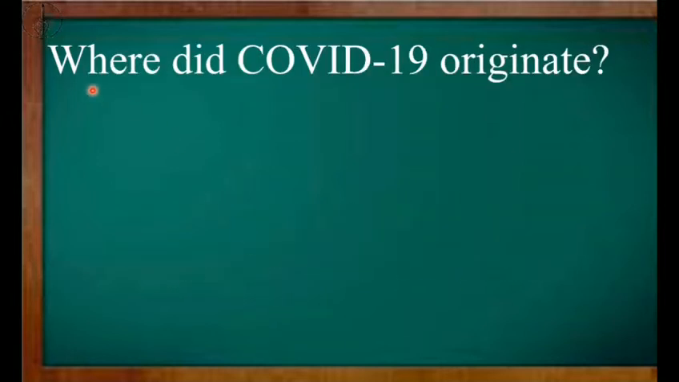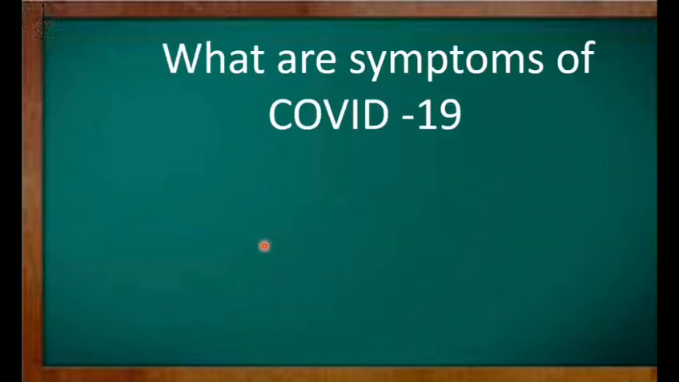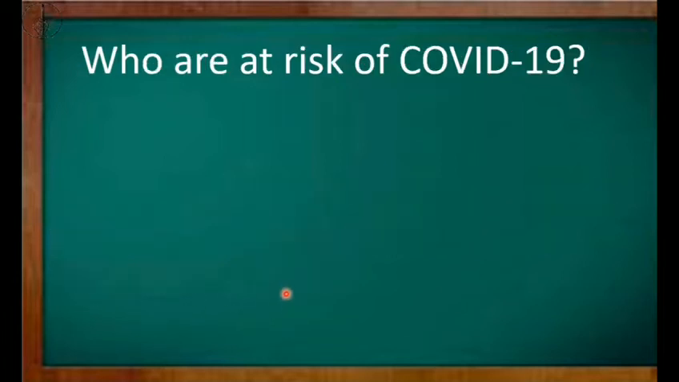Next question, where did COVID-19 originate? Answer: COVID-19 originated in the city of Wuhan, China. Next question, what are the symptoms of COVID-19? The symptoms of COVID-19 are similar to flu: fever, dry cough, fatigue, pains, and nasal congestion.